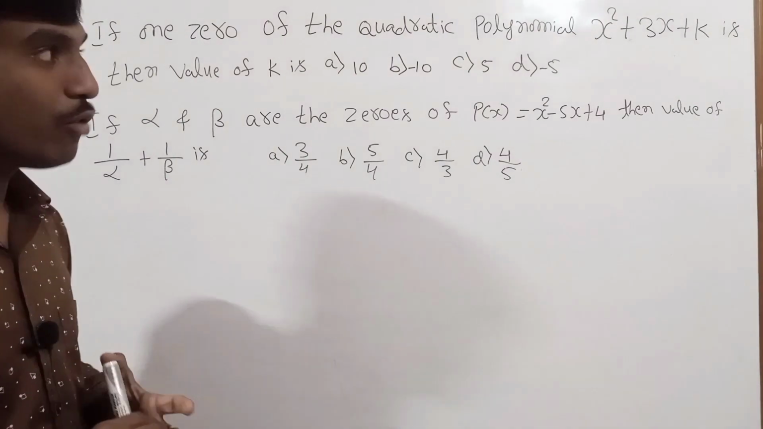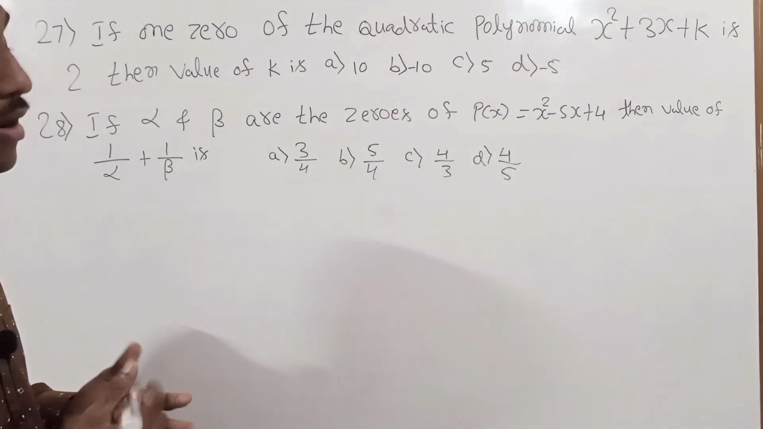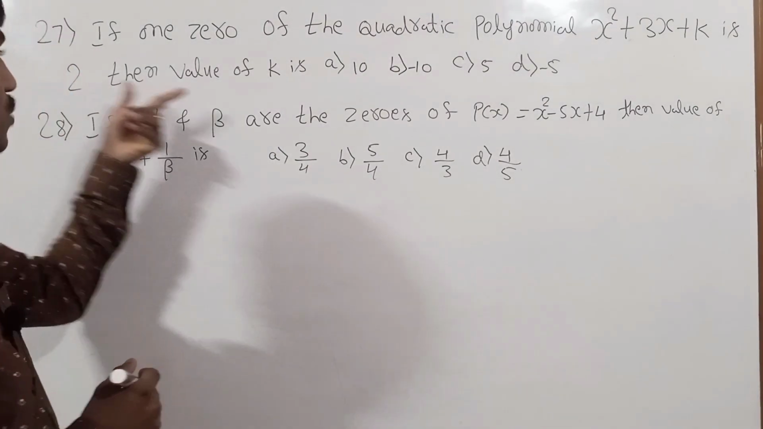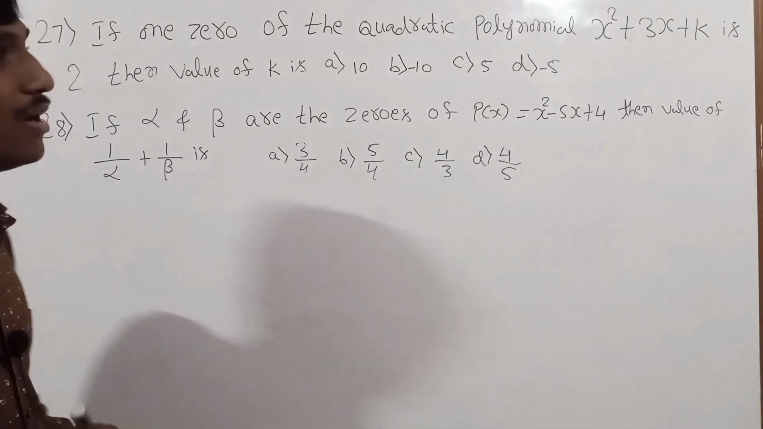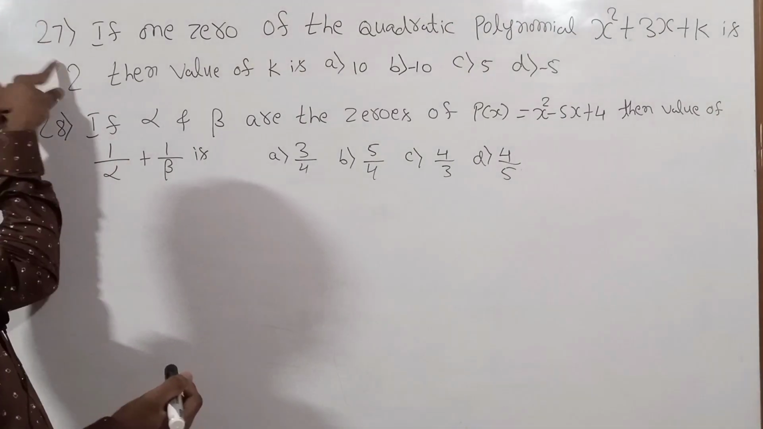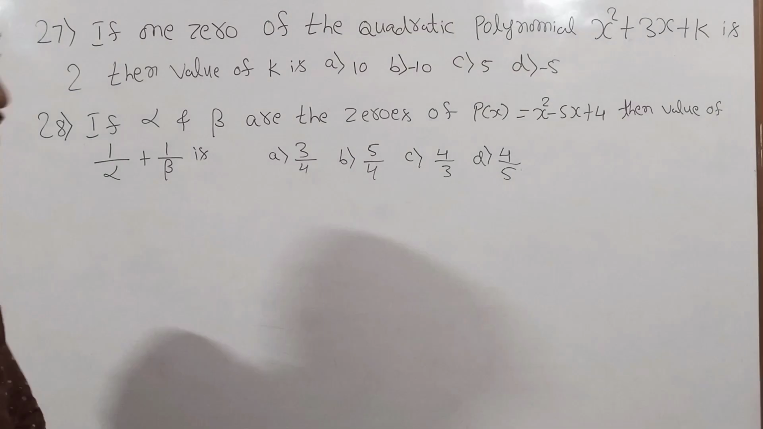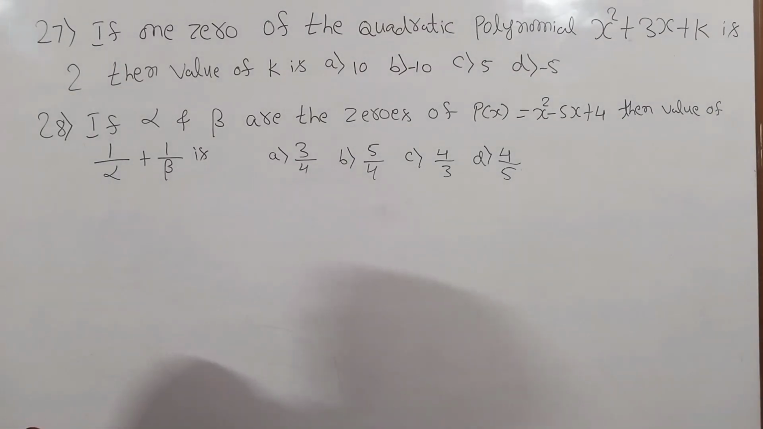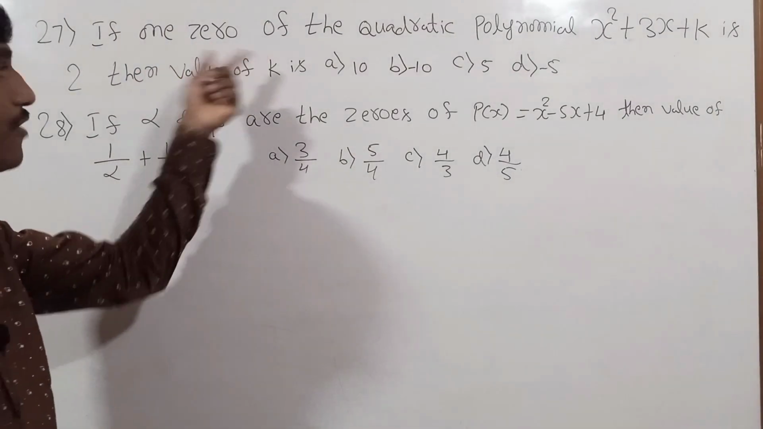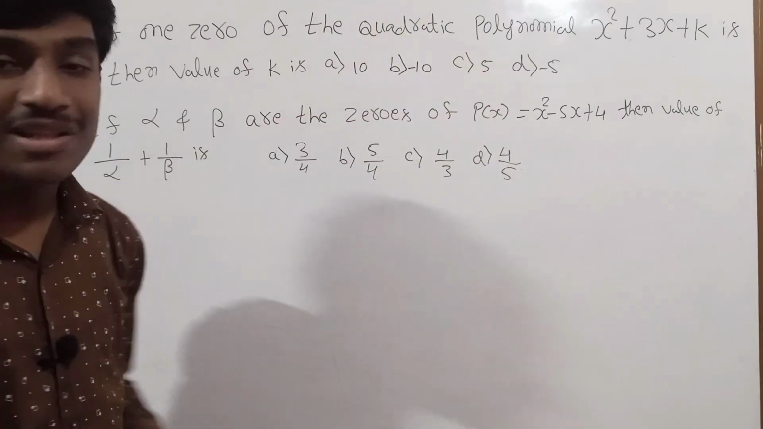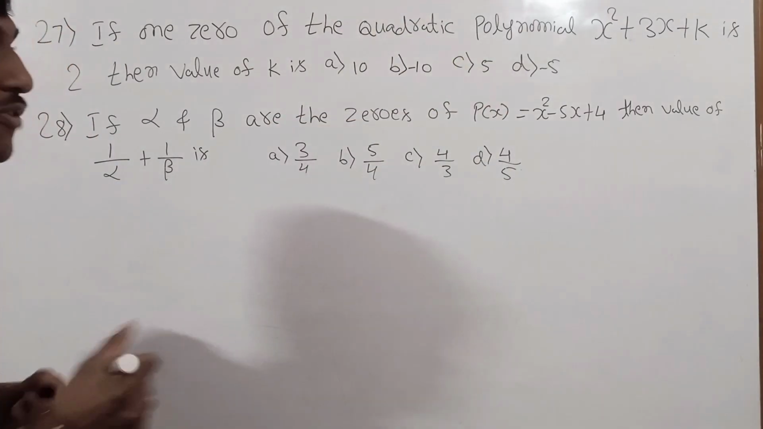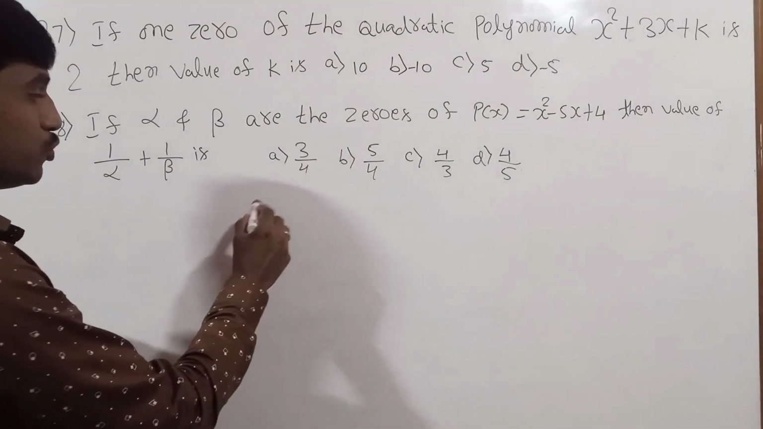If one zero of the quadratic polynomial x square plus 3x plus k is 2, then what is the value of k? That means there will be 2 zeros. In that they have given 1 zero, and we need to find the value of k. Here, as I told earlier, if 2 is the zero of the given polynomial, that means p of 2 will be equal to 0. So we can easily substitute the value 2 there.